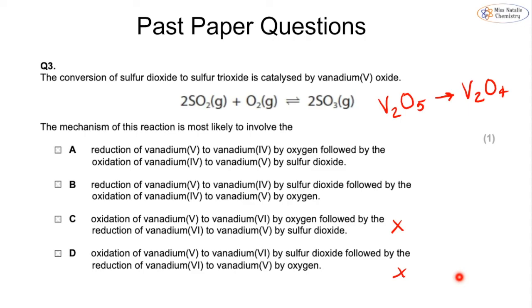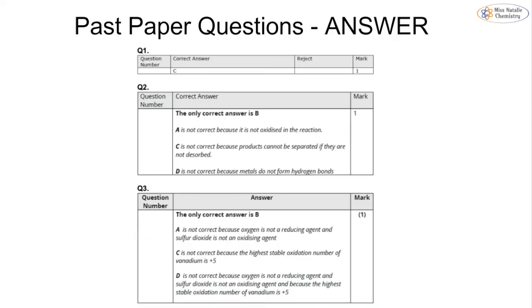So then we have to look at either A or B, and the reduction reaction does not happen using oxygen, because oxygen is not a reducing agent. Oxygen is an oxidizing agent. Of course, it gives oxygen. So therefore, the answer again must be B, because of the reduction of the vanadium by the sulfur dioxide to vanadium 4, followed by the oxidation to regenerate the catalyst by oxygen back to vanadium 5. And there you can see the answers and an explanation of why some of them are wrong.